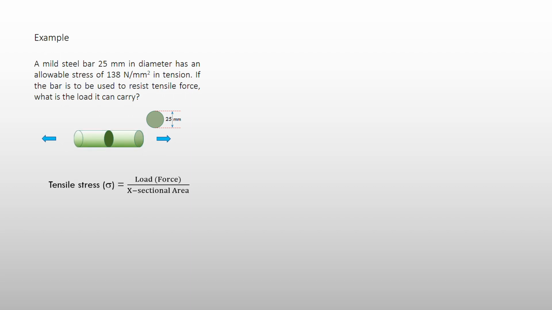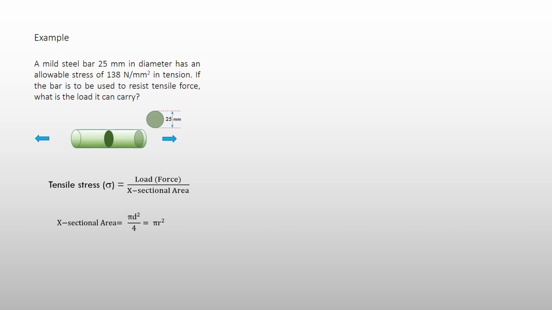So first thing is you need to find out the area. In order to find the tensile stress, you need the force and the cross-sectional area. But in this case, you don't have the force or the load. The question has asked us to find the force, so first you have to find the cross-sectional area, either using pi d squared over 4 or pi r squared. D refers to the diameter of the cross-section, that is 25 mm. If you are referring to the radius, it should be 12.5 mm.